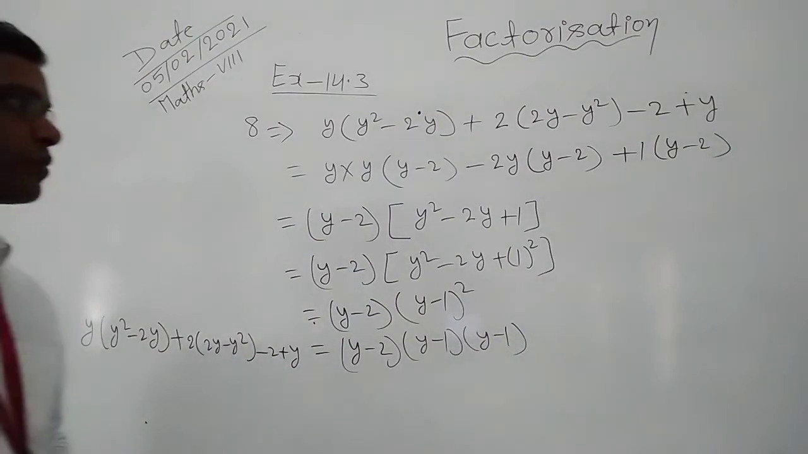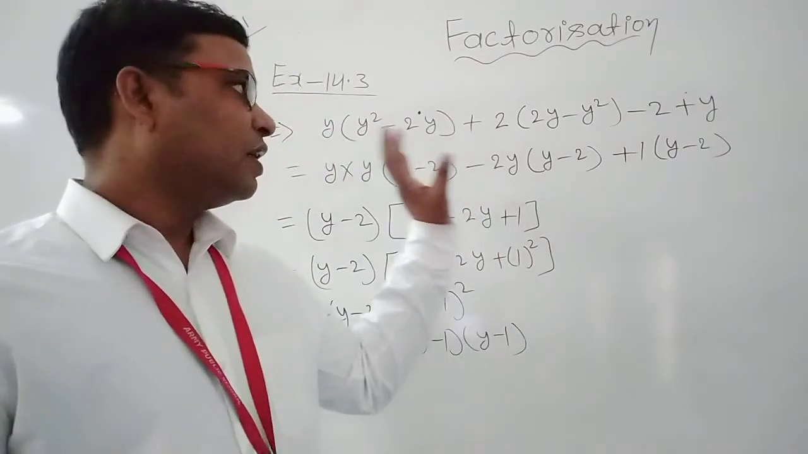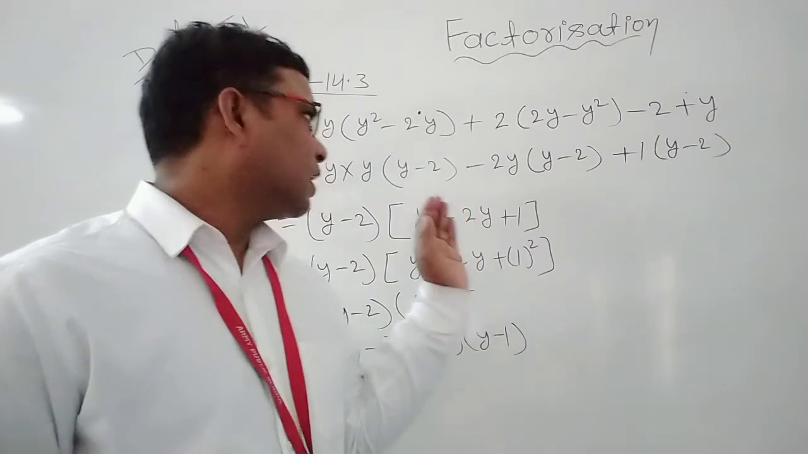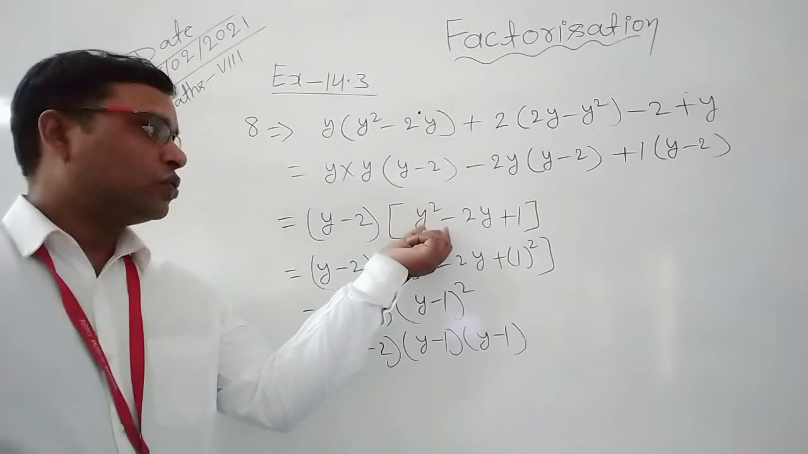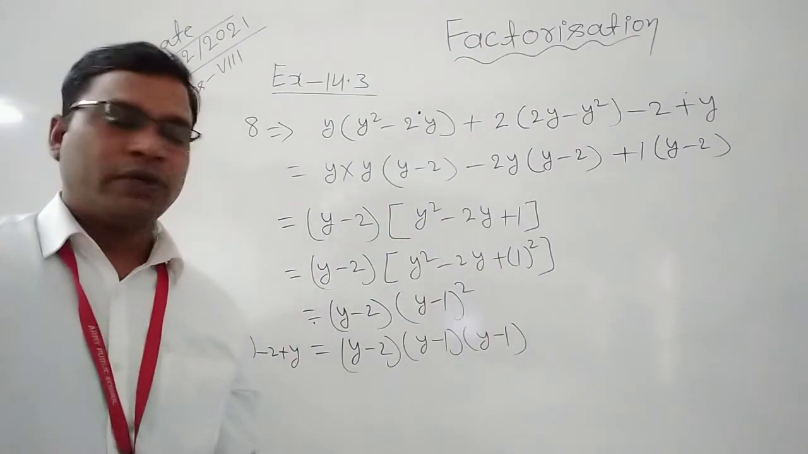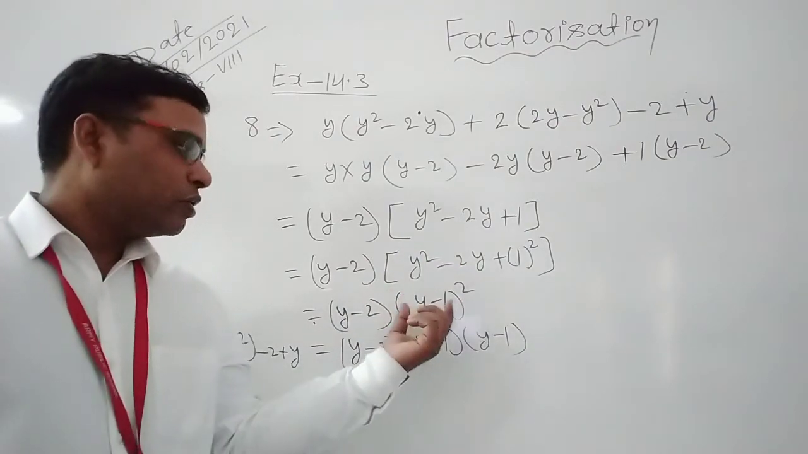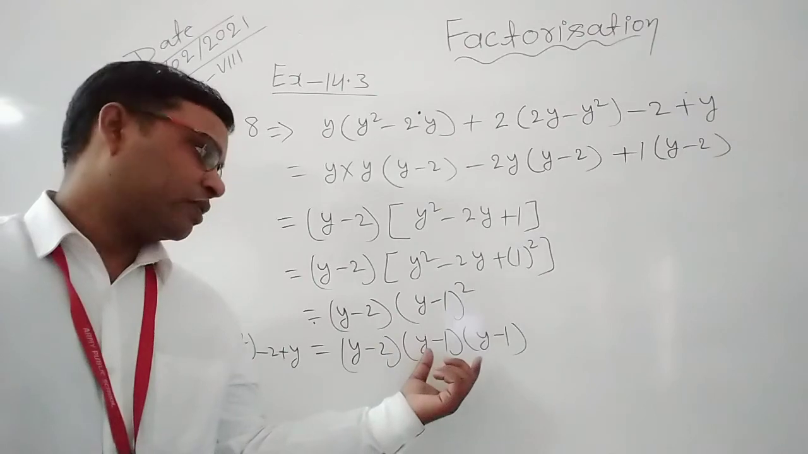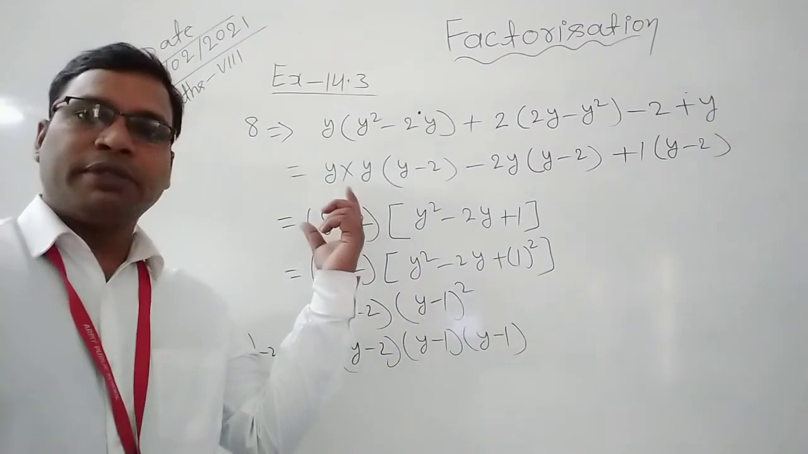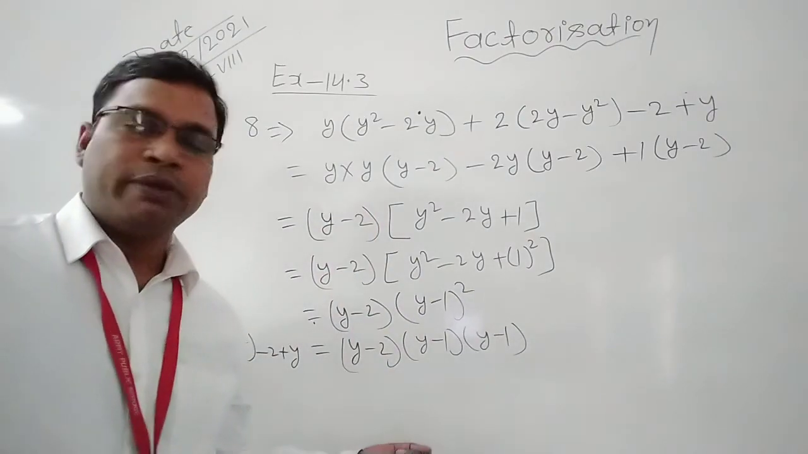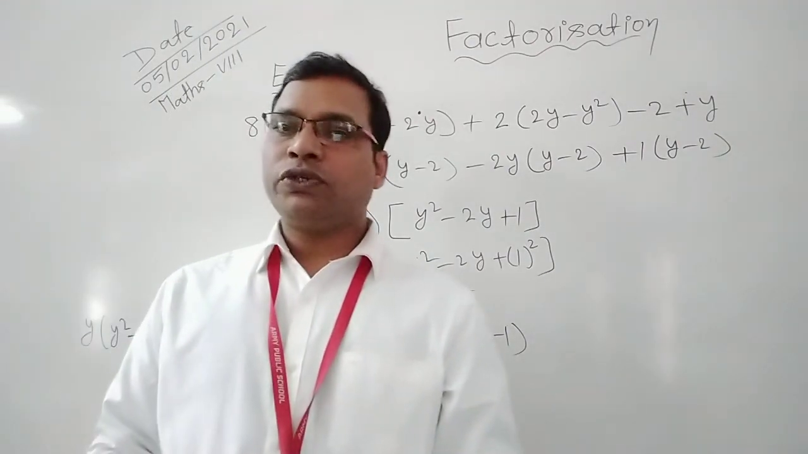So students, I hope all of you understood these questions. In this question, first we take common and then rearrange them. After taking common and rearranging, we get y minus 2 as a common and y square minus 2y plus 1. Okay, so this is the form of whole square of y minus 1. So whole square of y minus 1, you can write y minus 1 into y minus 1. So we get the whole factorization, our factorization of given algebraic expression is y minus 2 into y minus 1 into y minus 1. So students, I hope all of you understood this question.